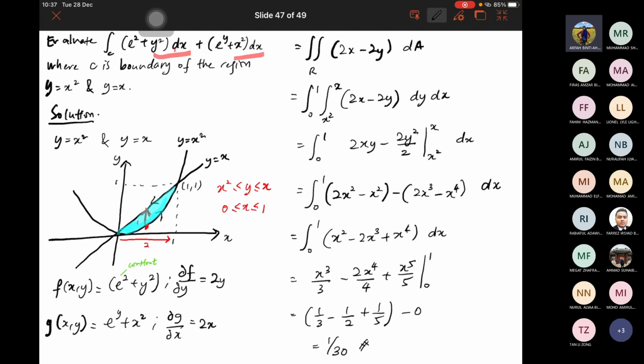Okay. So later on nanti insyaAllah kalau ada masa lagi kita akan buat more exercise before your final exam. Okay, soalan tak so far for the Green theorem. The next one kita akan ada surface integral, Stokes theorem, the Gauss theorem. Stokes theorem and then divergence or Gauss theorem.